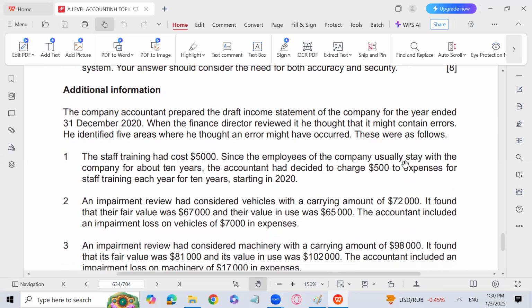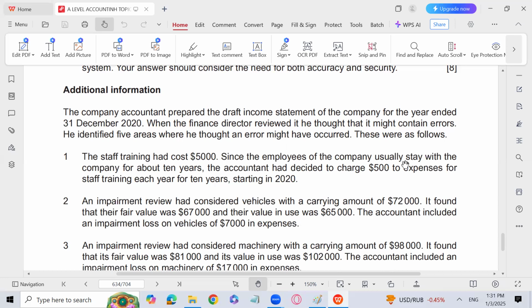So additional information: the company accountant prepared the draft income statement for the company for the year ended 31st December. When the finance director reviewed it, he thought that it might contain errors, and he identified 5 areas where he thought an error might have occurred. These were as follows. The staff training had cost 5,000. Since the employees of the company usually stay with the company for about 10 years, the accountant decided to charge 500 as expense for staff training each year for 10 years starting in 2020.